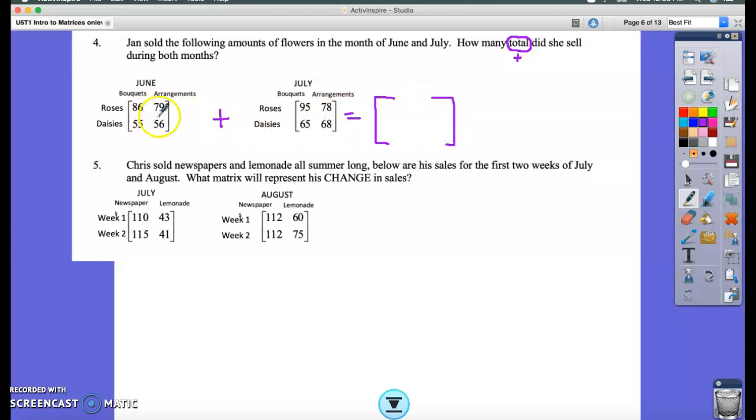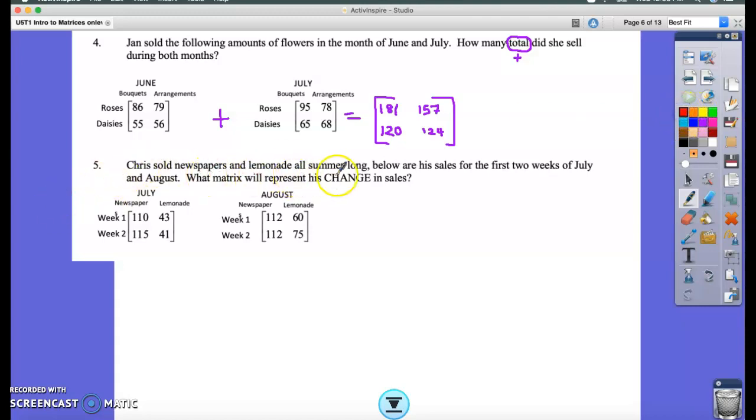Nothing crazy. These are square matrices, my favorite, when they have equal rows and columns. So I'm going to take this 86 plus 95, and that will be 181. I'm going to take 79 plus 78, and that will give me 157. I'm going to take 55 plus 65, and that will give me 120. And finally, 56 plus 68, which will give me 124. Okay, so not a bad one. Let's go to the next one.